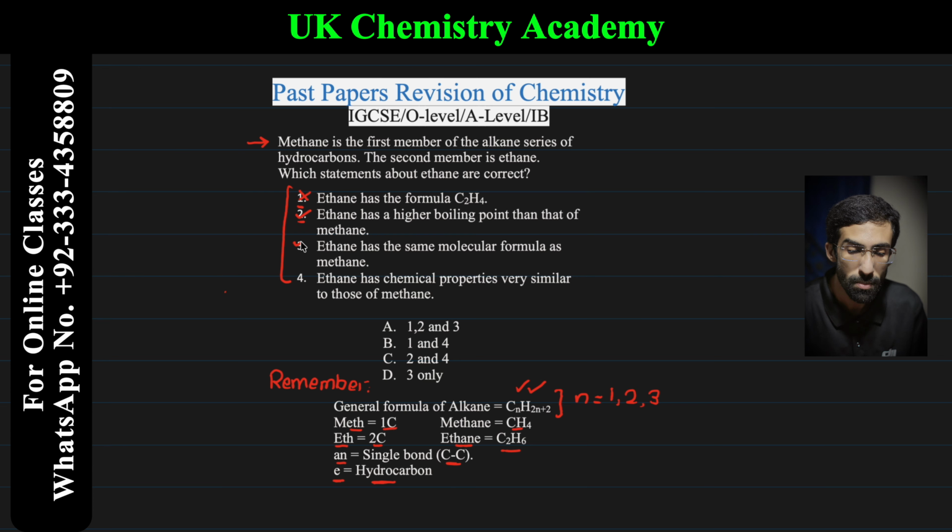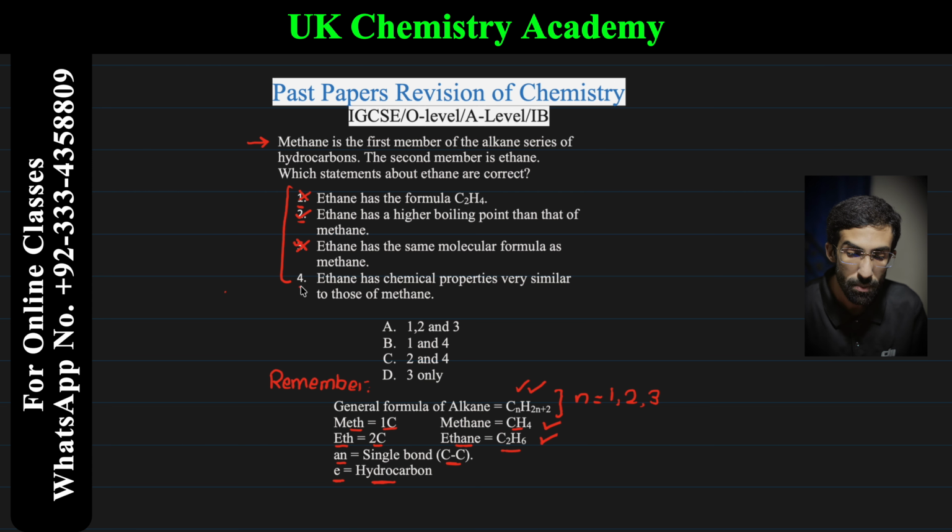The third statement: ethane has the same molecular formula as methane. No, it is not the correct option. It is not the correct statement. While the molecular formula of methane is CH4, the molecular formula of ethane is C2H6. So both of them have different molecular formulas. So it is also the incorrect statement.